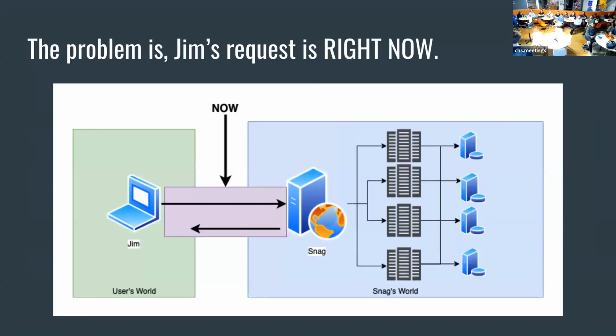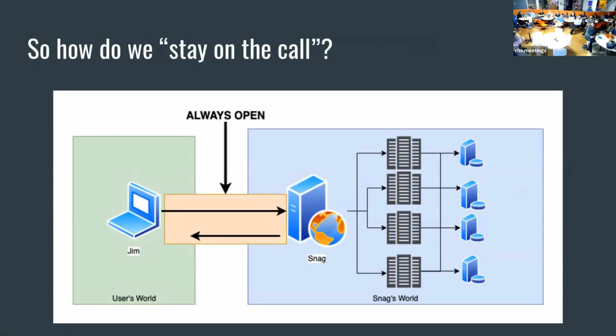So like I said, the problem is that Jim's request is right now, and then we've lost Jim. He may have gone and gotten a coffee. We don't know. And the solution is figuring out how do we stay on the call? How do we keep that brief 100 or 200 millisecond ephemeral connection and expand it to last minutes or hours, the entire duration of that user's session?